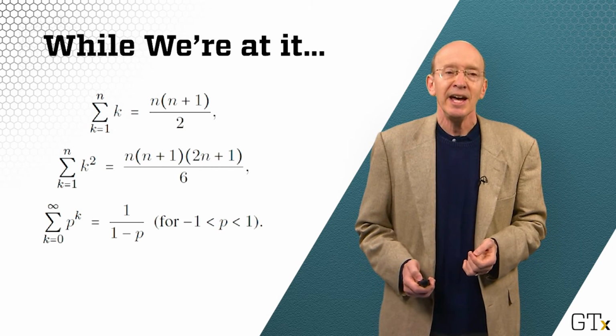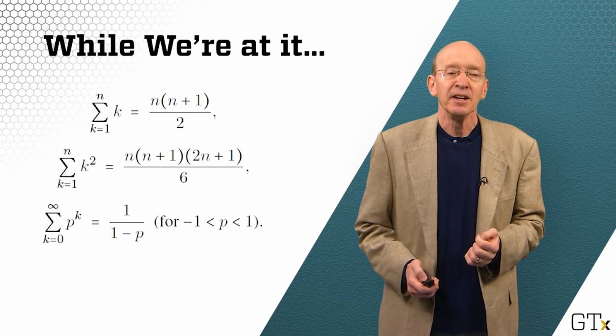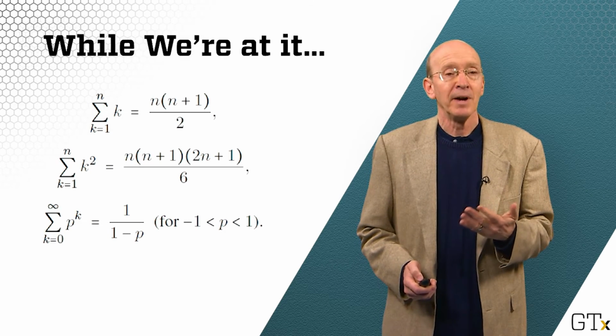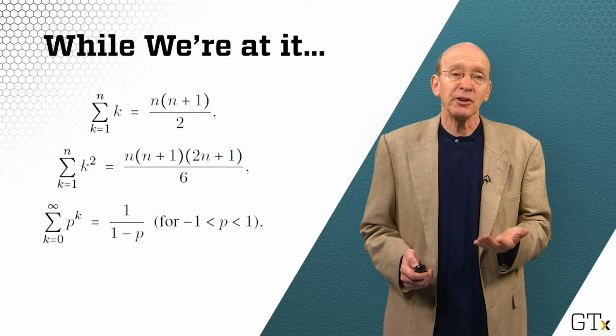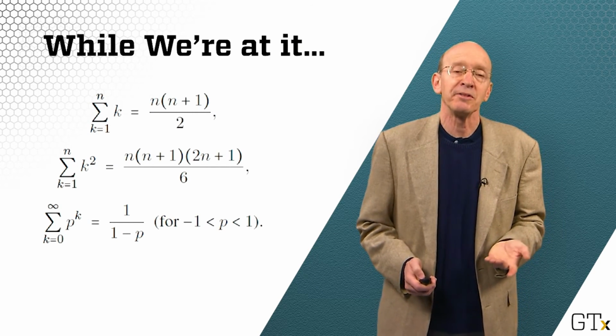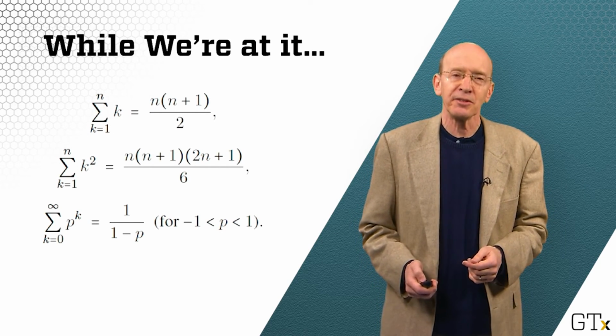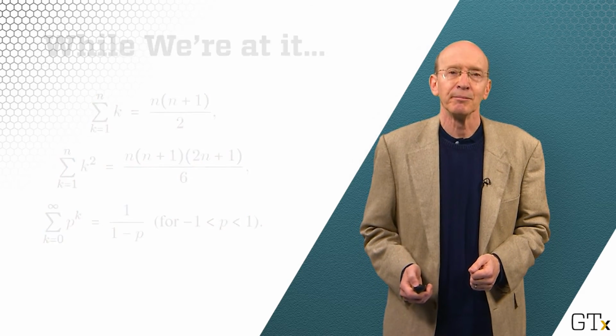That's famous. And if I have this infinite geometric series, I want to add up p to the k from k equals 0 to infinity. It turns out that that's just 1 over 1 minus p. That's something that you probably learned in high school, but it bears repeating.